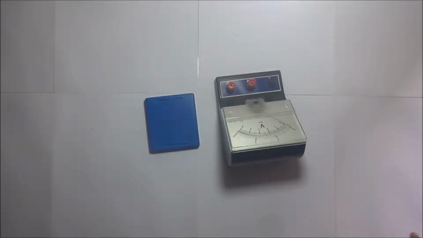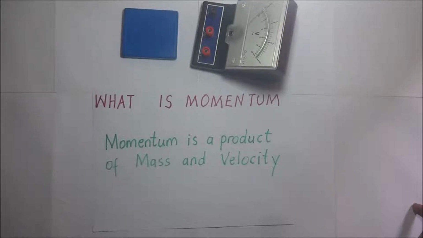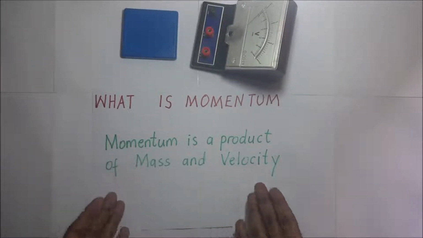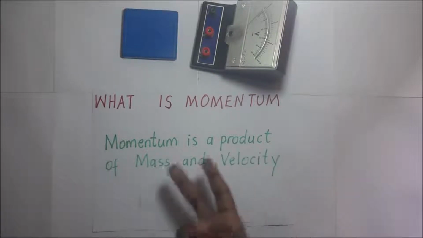Now of course, by definition, momentum is the product of mass and velocity. But what exactly does this mean? This is a mathematical statement that momentum is the product of mass and velocity.